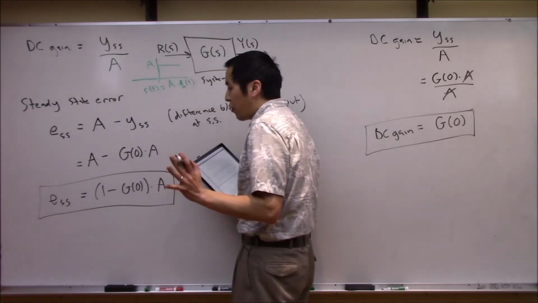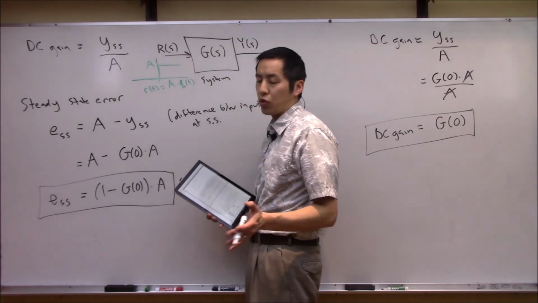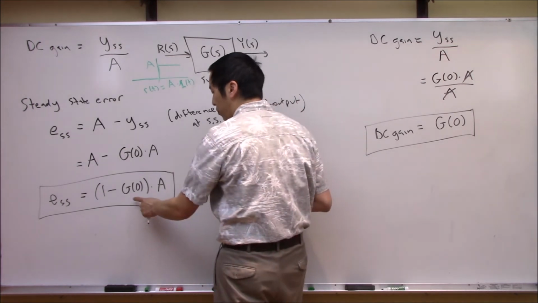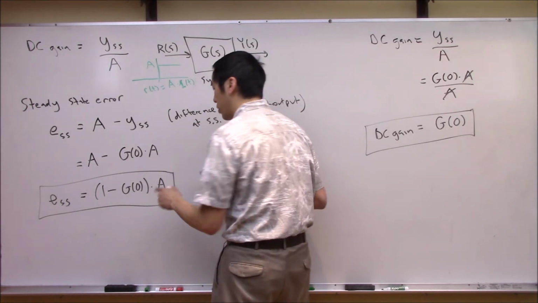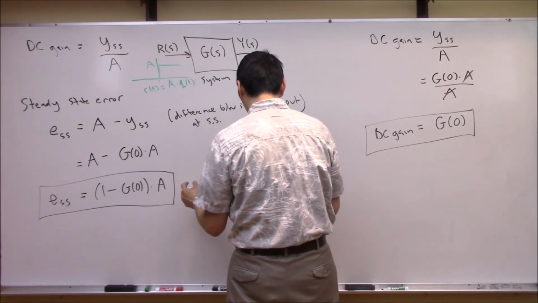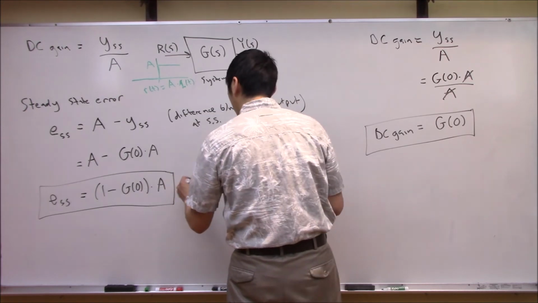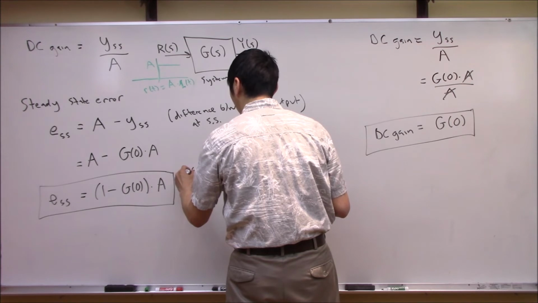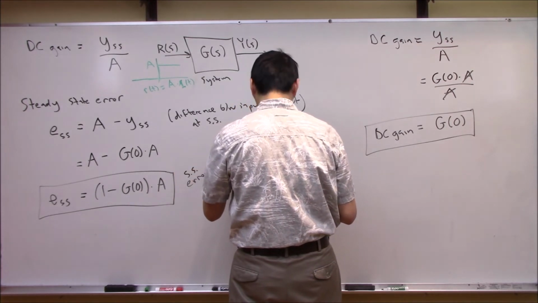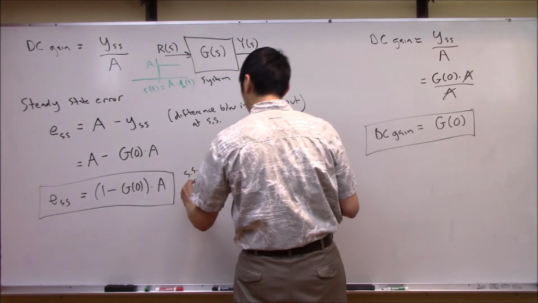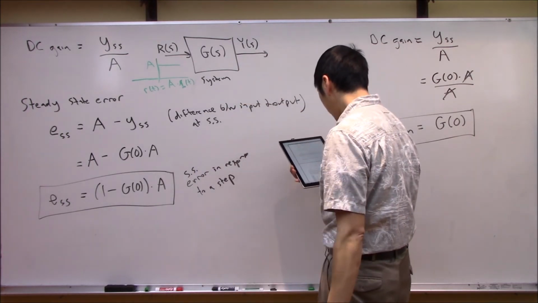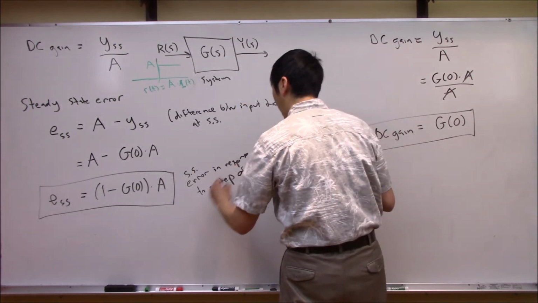So again, if you're in a situation like a cruise control where you want 0 steady state error, well, and again, maybe one thing we should say, I forgot, is that this is the error, or I guess the steady state error, in response to a step of magnitude A.